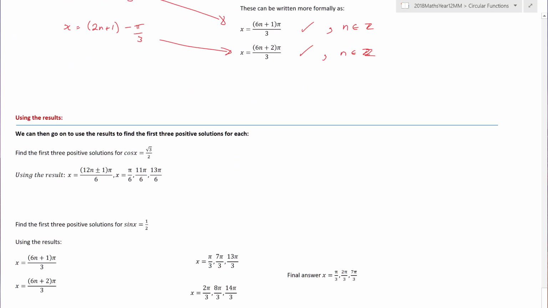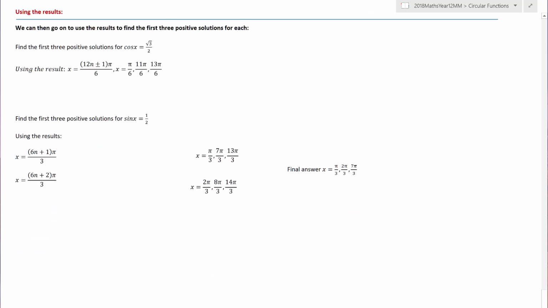So how would we use these results? As I said earlier in one of those questions, if we knew that we had found the general solution, and we'd already done cos x is root 3 on 2, that was our general solution. We would then just put the values of n equals 0, 1, and 2 in, and that would pop out my first 3 positive solutions. In fact, it would give me lots of solutions, but you would be looking to find the first 3 positive solutions.